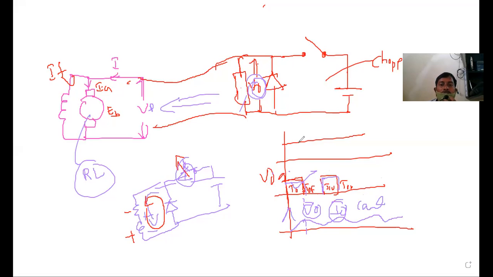Okay, we are reducing the supply; we are giving the supply at intervals of time. We are not giving continuous output voltage to the DC motor. But even though we are not giving continuous voltage, the current through the motor is always continuous, so that the motor will run continuously.